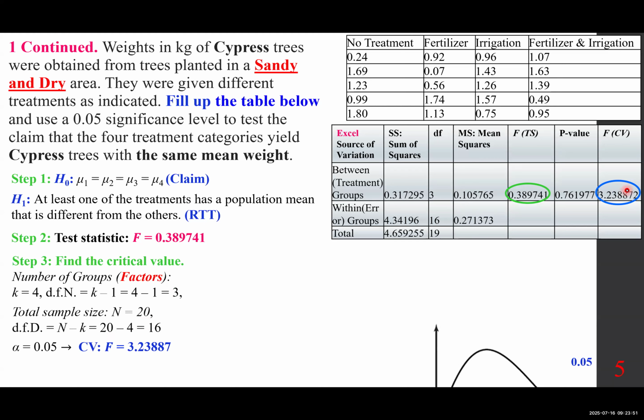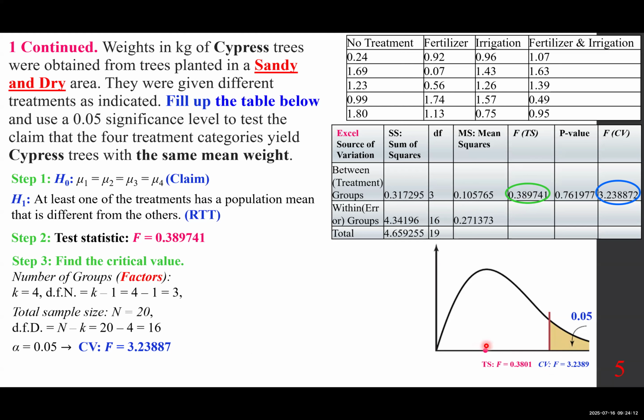Now let's do the drawing. The graph is skewed to the right. This alpha area is 0.05. This critical value is 3.23887. The test statistic is way smaller than that, somewhere here. It puts us way into the non-rejection region. By the way, the p-value would be the area to the right of that. Here's the p-value, in case. The p-value would be this area, just so you know. So it's way into the non-rejection region, and the p-value also is indicated here, which is way larger than alpha.